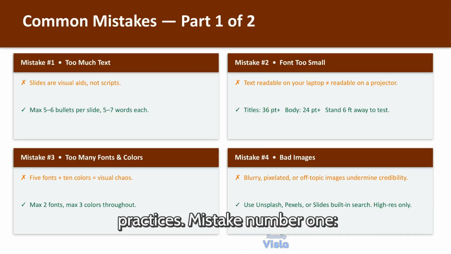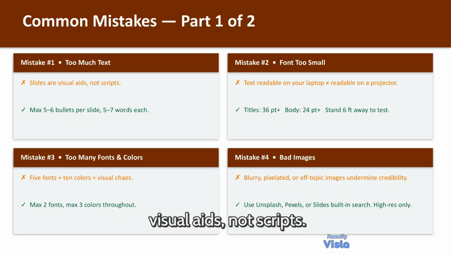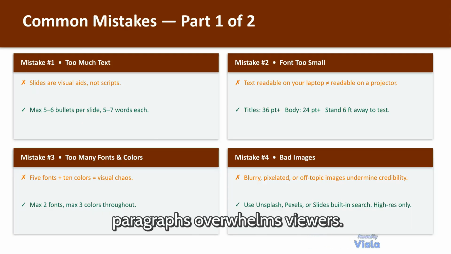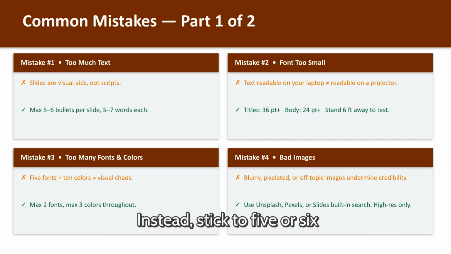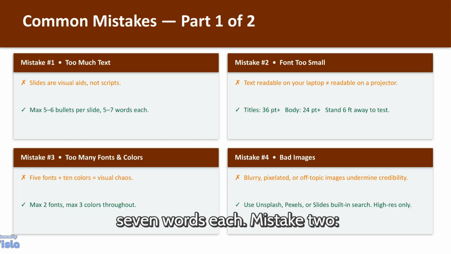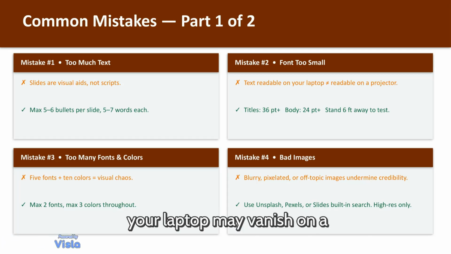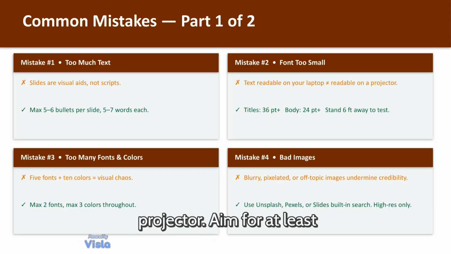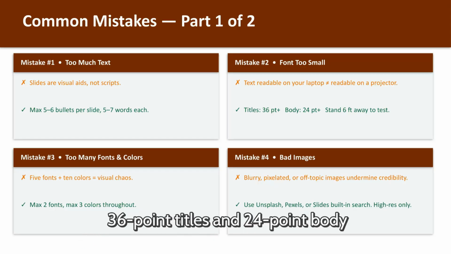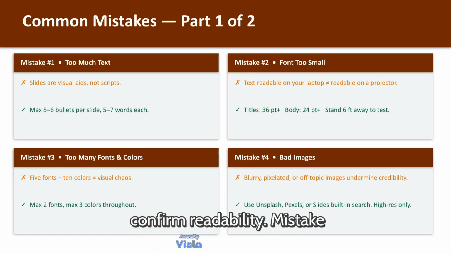Mistake number 1, too much text. Slides serve as visual aids, not scripts. Overcrowding your slide with paragraphs overwhelms viewers. Instead, stick to 5 or 6 bullet points with no more than 7 words each. Mistake 2, tiny fonts. What reads clearly on your laptop may vanish on a projector. Aim for at least 36-point titles and 24-point body text. Stand 6 feet away to confirm readability.